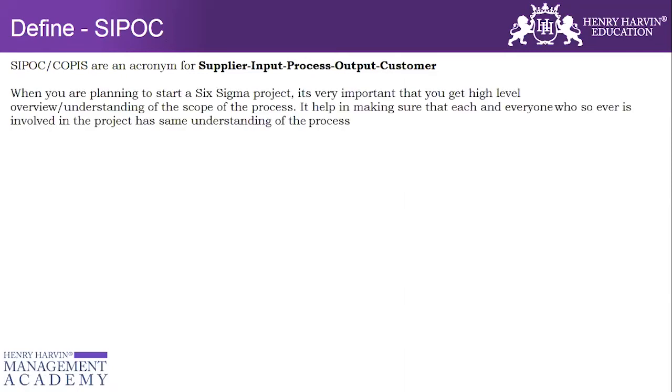Let's understand what SIPOC is. When you're planning to start a Six Sigma project, it is very important to get a high level overview and understanding of the scope of the process. It helps make sure that everyone involved in the project has the same understanding of the project. In a typical project, we introduce many cross-functional team members to resolve a problem, because their value chain is also impacted in that process, and each person is not very sure about the high level flow of the process. So SIPOC is prepared to identify the high level scope of the process, so that every person in the project, along with the stakeholder, is on the same page. It gives a helicopter view of the process to the stakeholder.